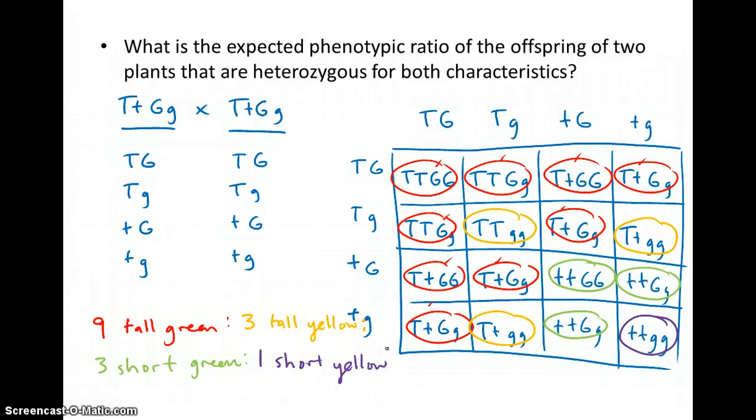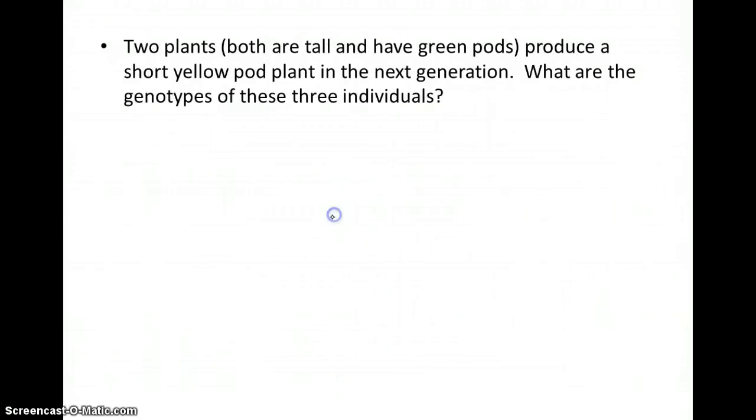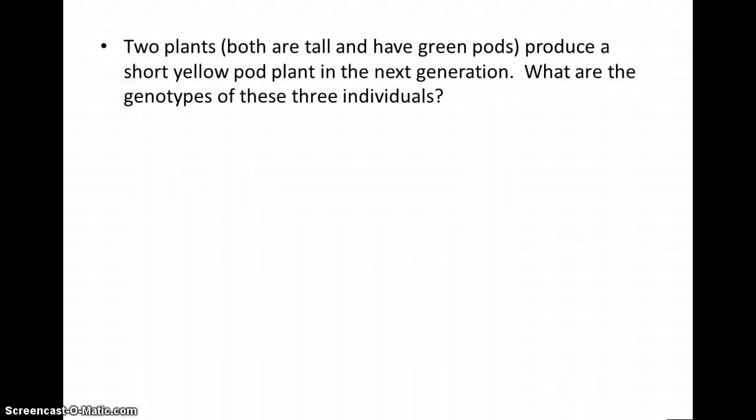All right, that leads to a 9 to 3 to 3 to 1 phenotypic ratio. And that is actually every single time you have 2 individuals that are heterozygous for both traits and you cross them, they will always produce a 9 to 3 to 3 to 1 phenotypic ratio. Oops. There we go. 2 plants, both tall and with green pods, produce a short yellow pod plant in the next generation.